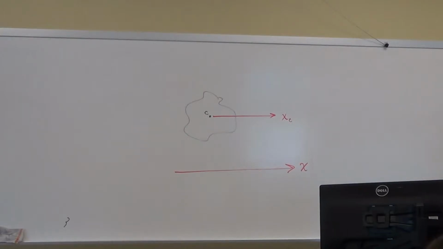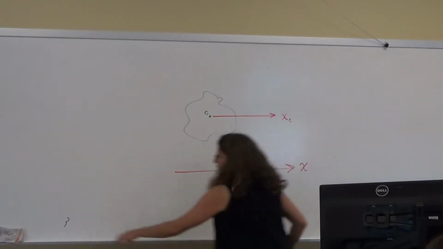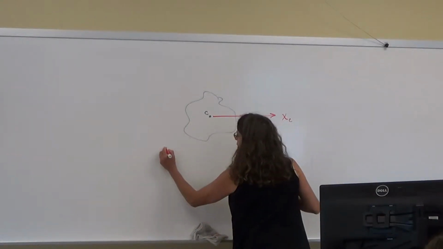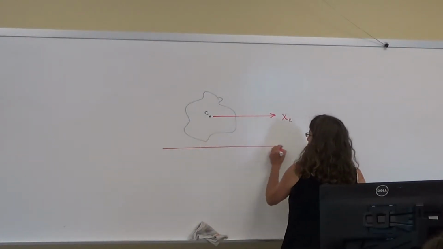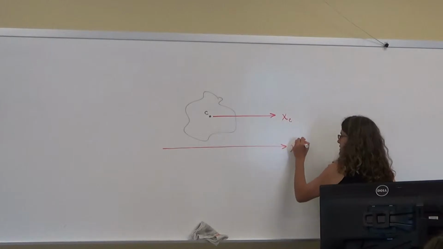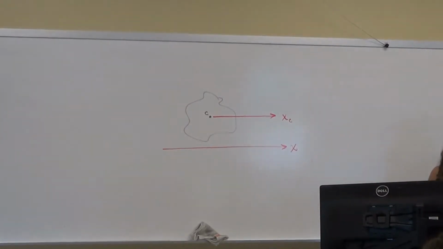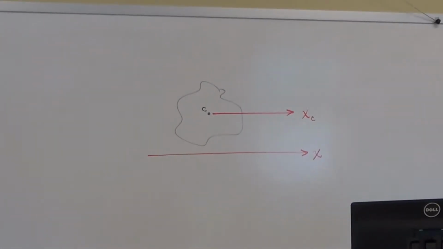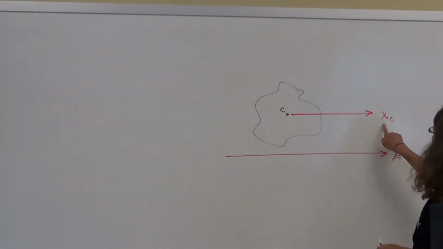You can't see it. Can you see it now or no? No. Barely. It doesn't really matter where it is as long as it's not going through the center of the body. Let's just call, did I say x? X prime. No, you said x. Let's call x.